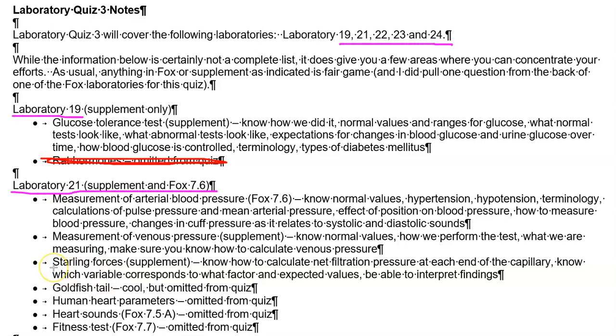In addition, we didn't really talk about it, but it's mentioned, there are some questions on the Starling forces, right? That's in the supplement only, and know how to calculate net filtration pressure. Learn it now because we're going to see it again when we get to the kidney. So the more you learn now, the easier it'll be when we get there in lecture.